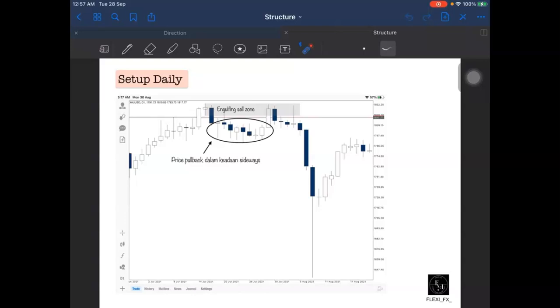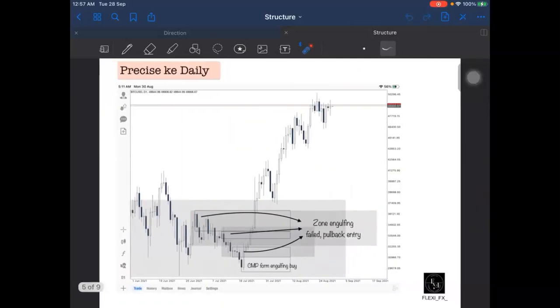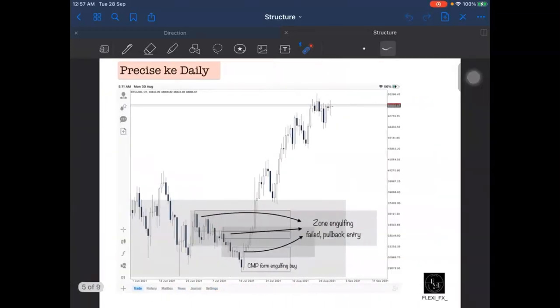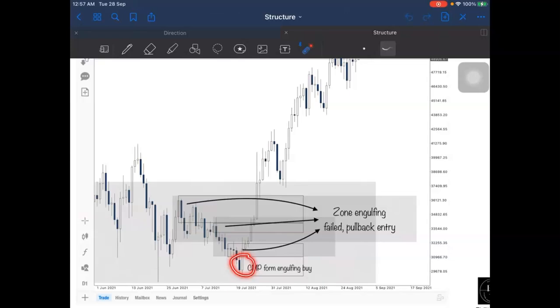So let's say this one is a setup on daily. As you can see from here, engulfing sell zone, price pulls back by sideways. If you want to be more solid, of course you need to wait for daily to form engulfing buy. But if you want to entry earlier, of course you can go to a lower time frame, which is H4. In this case, if you wait for engulfing buy to be formed over here, you already miss entry, isn't it? So you will go to the H4, see engulfing buy over here. So you can entry earlier when you switch to a lower time frame.